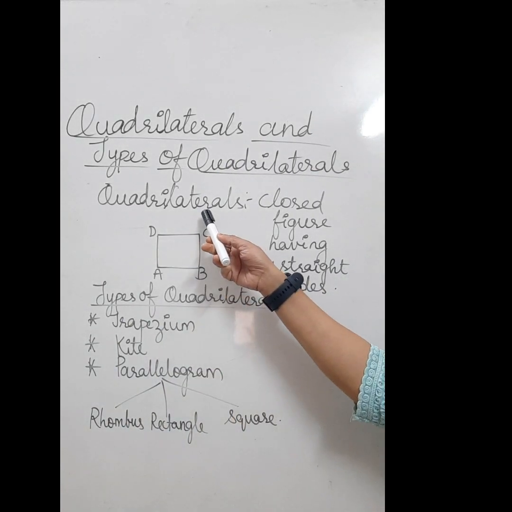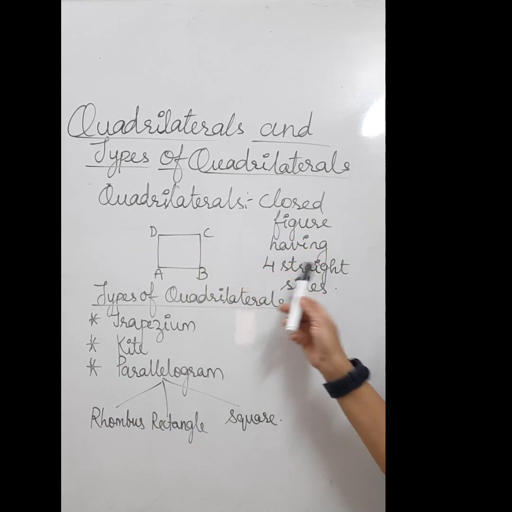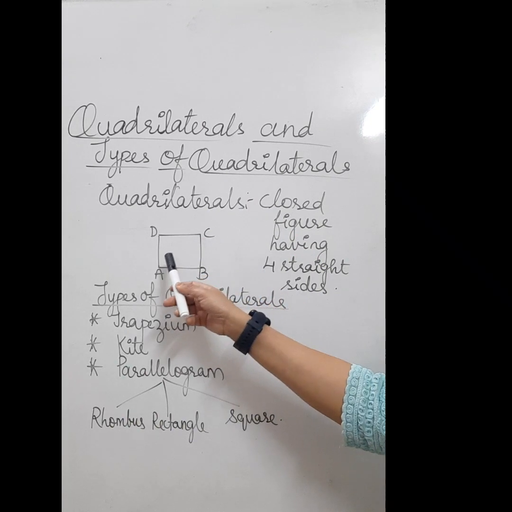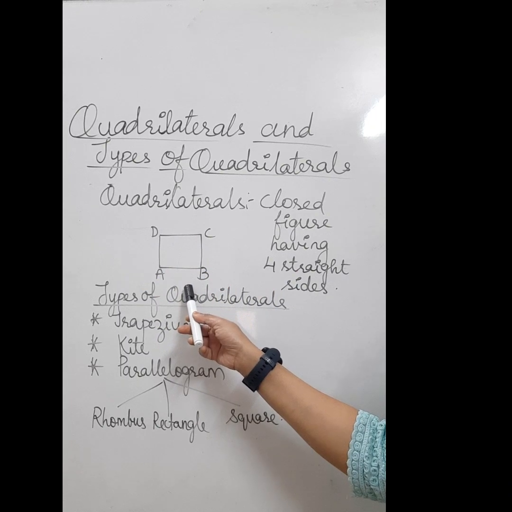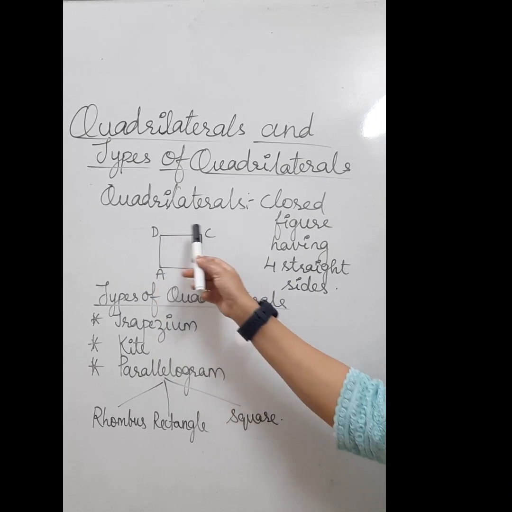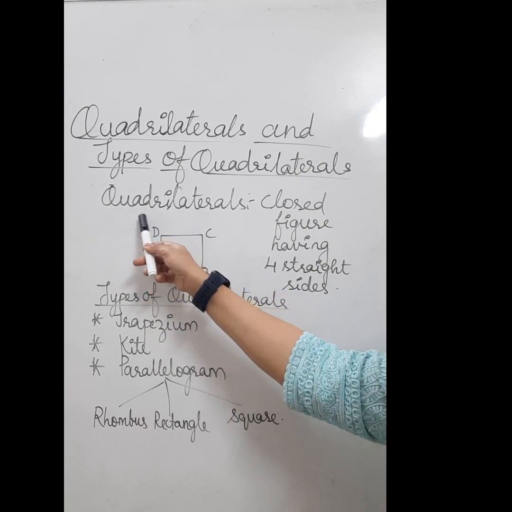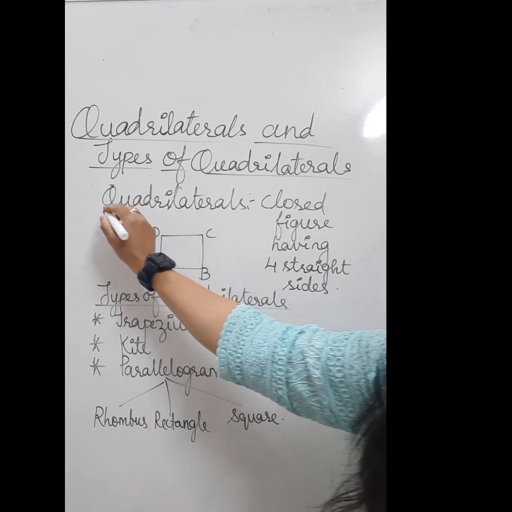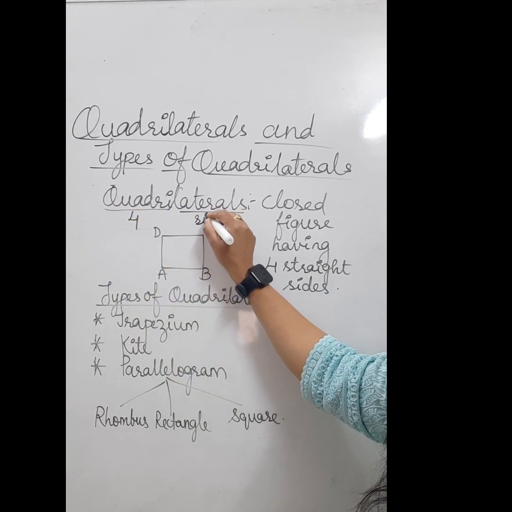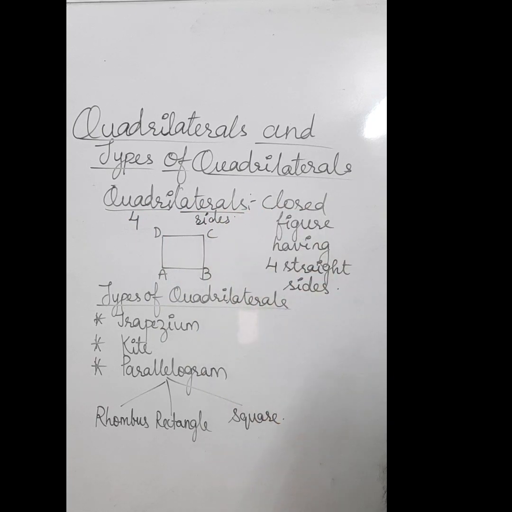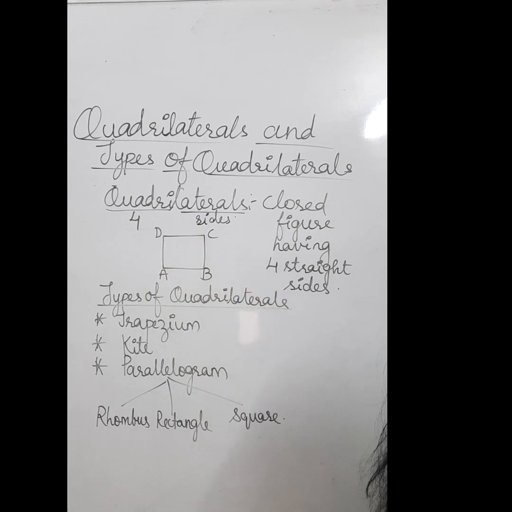Now, what are quadrilaterals? A quadrilateral is a closed figure having four straight sides. That means, for example, ABCD is a quadrilateral. Why is it a quadrilateral? Because it is closed and it has four sides. Quadri means four and lateral means sides. So, a four-sided closed figure is known as a quadrilateral.